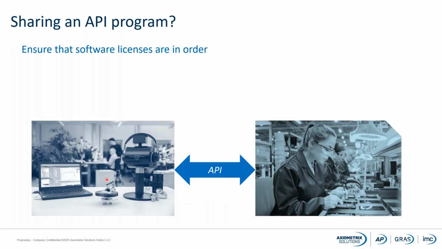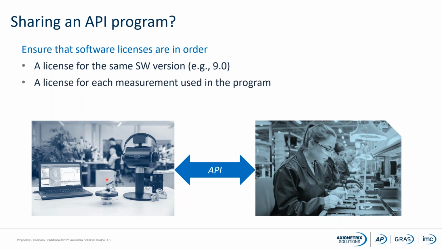If you intend to share your program or script with a colleague or with another team, then you need to make sure that your software licenses for everyone are in order. What that means specifically is everyone needs a license for the same software version, and then also a license for each measurement that you use in your program. And these licenses track the analyzer, not the PC or the user.